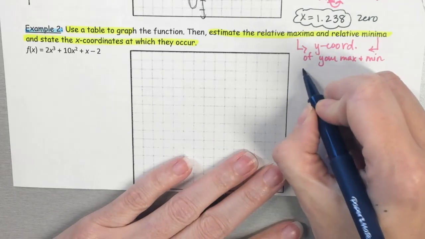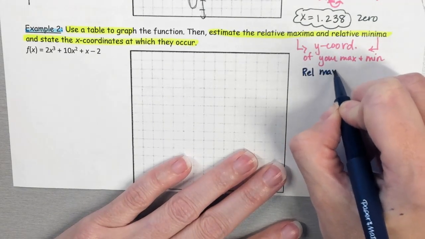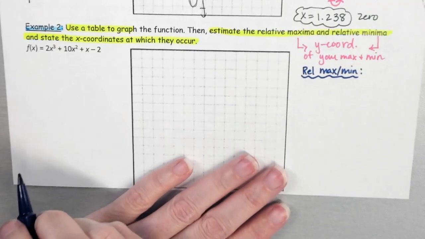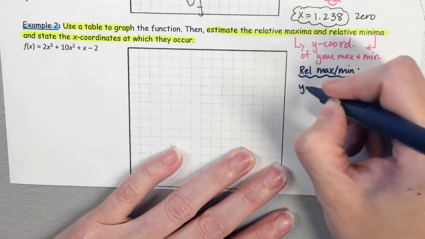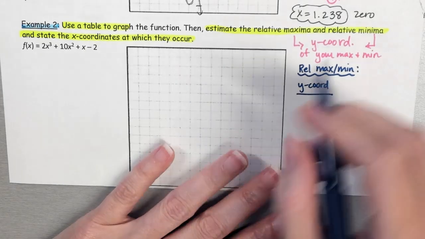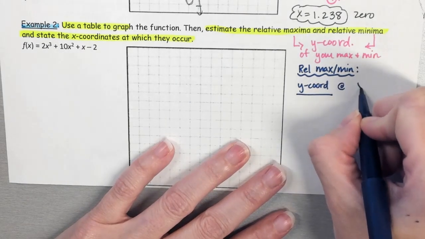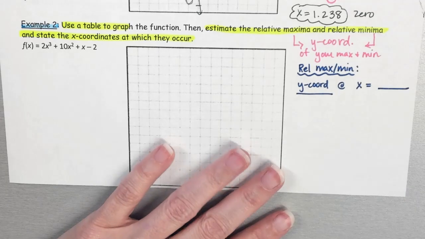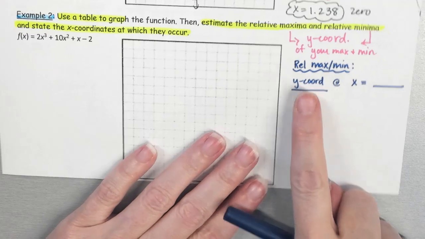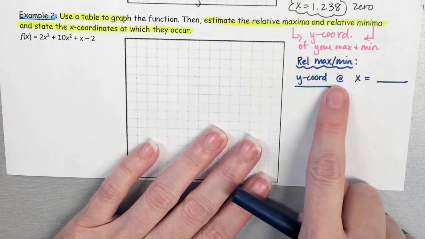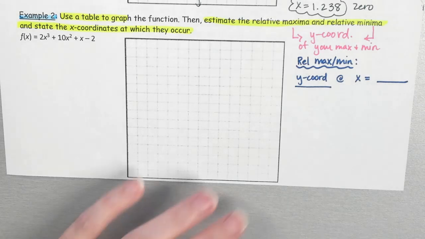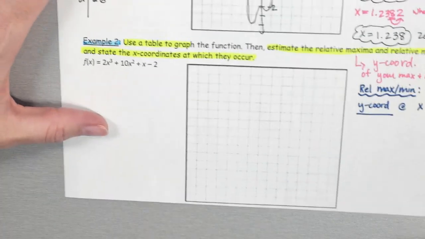So your relative max and min are going to have this format. Okay, you are going to say the y-coordinate, and I'm going to put this in like a blank space because that's what you're going to put there, at x equals, and then you're going to find the x value. Okay, so this is how you're going to write it out. You're going to find the y-coordinate, then you're going to write at x equals, and you're going to find that x-coordinate. Okay? All right, so let's graph this.